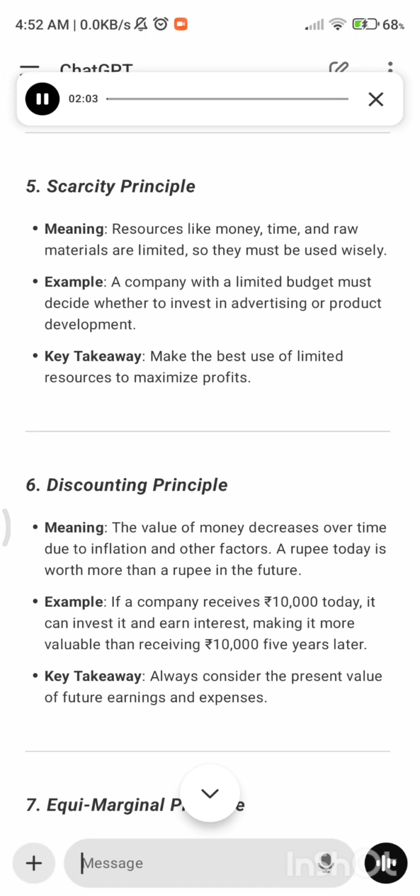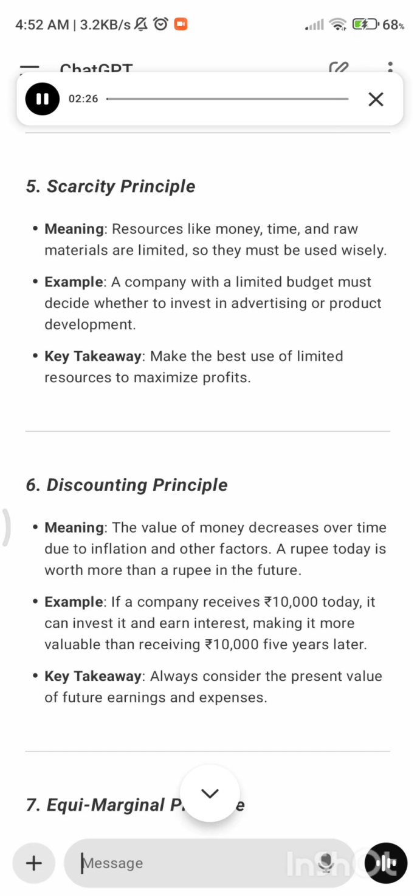5. Scarcity principle. Meaning: resources like money, time, and raw materials are limited, so they must be used wisely. Example: a company with a limited budget must decide whether to invest in advertising or product development. Key takeaway: make the best use of limited resources to maximize profits.